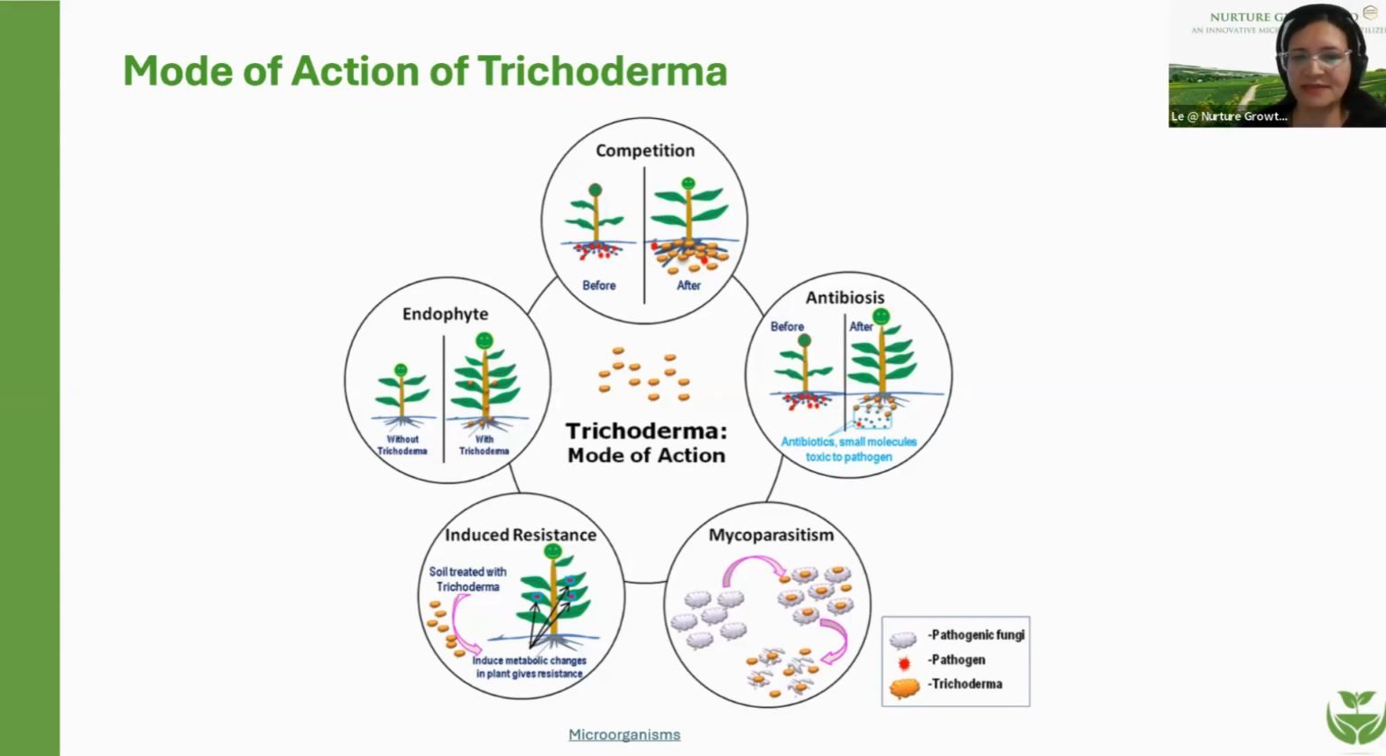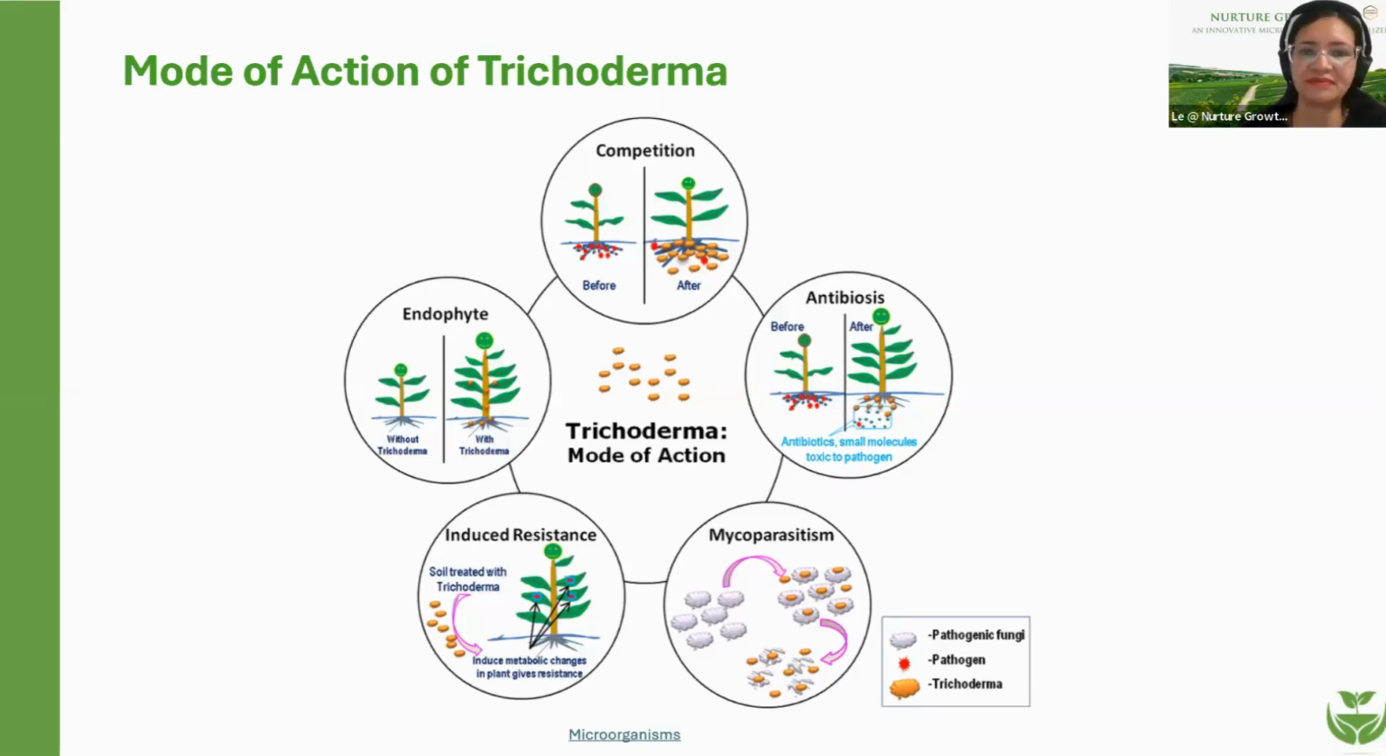The next is mycoparasitism. It parasitizes the harmful pathogens, coils around the harmful pathogen and inhibits its growth, and helps to protect the plant from these types of pathogenic fungi. Next is induced resistance. So soil which is treated with Trichoderma induces metabolic changes in the plant and gives resistance to the plant against any type of biotic and abiotic challenges. So it is helpful in inducing the resistance system in the plant. Trichoderma also acts as an endophyte. It enters inside the plant and protects the plant and helps in the growth and development of the plant.